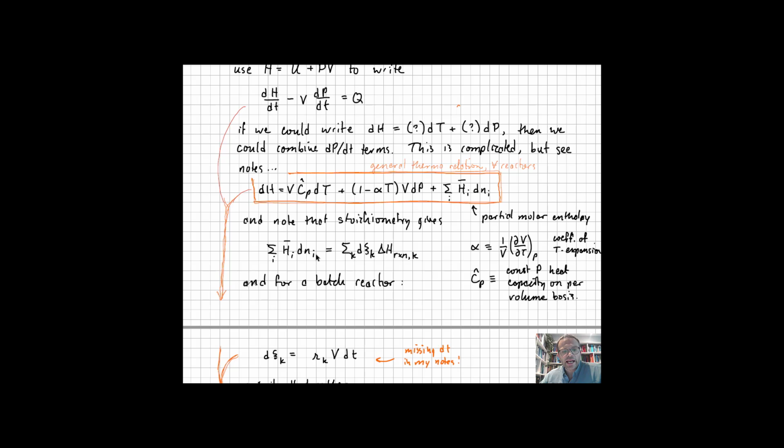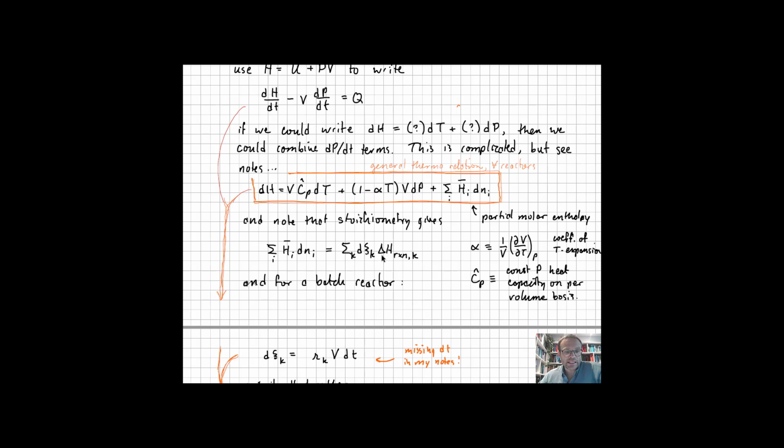And I could rewrite that by thinking about the extent to which each reaction K goes forward, the differential extent of reaction d xi K, and multiply that d xi K by a sum over all the species in the reactor, the stoichiometric coefficient for that species in the reactor, times the partial molar enthalpy of that species in the reactor. Of course, I can replace that sum over stoichiometric coefficients times partial molar enthalpies for each reaction by the heat of reaction, the enthalpy of reaction for the kth reaction.